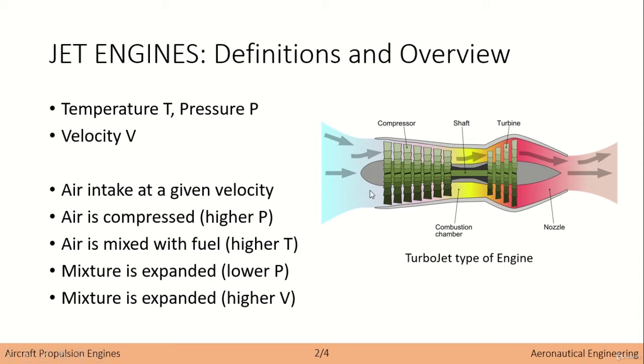But the idea is that the air is taken in, then compressed, then in the combustion chamber we get a higher temperature because of the mix with the fuel. And after that we have the turbine, where the mixture, which will be air and some fuel, is expanded. So this means that the pressure is reduced in this case. The compressor increases the pressure and the turbine decreases the pressure. And finally the mixture is expanded again through the nozzle. So the idea in this case is that we obtain higher velocities.